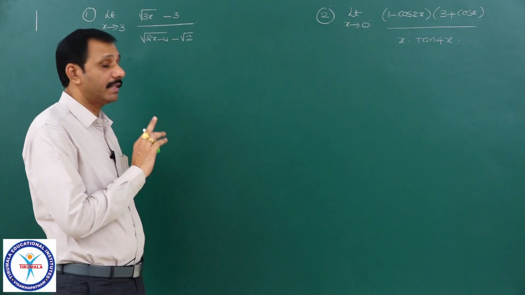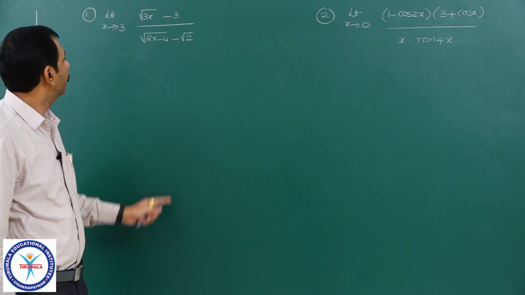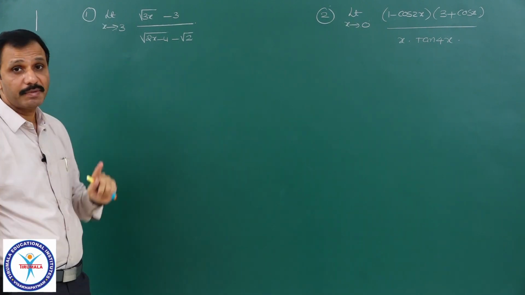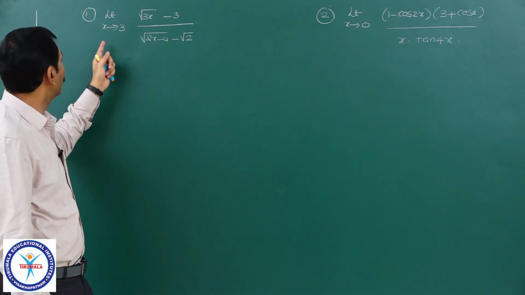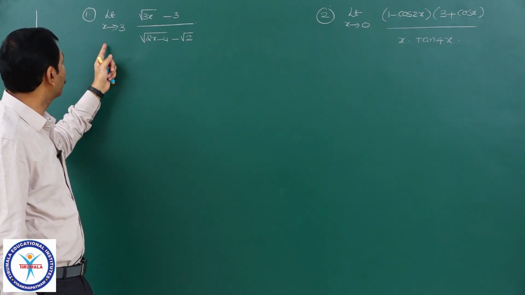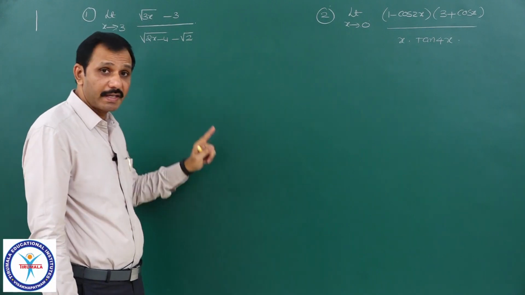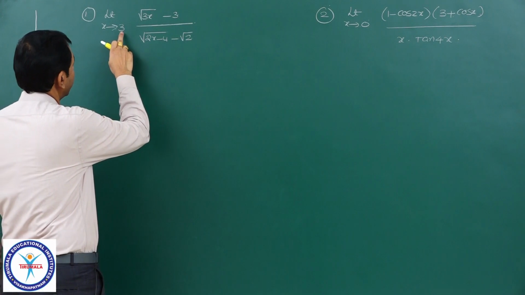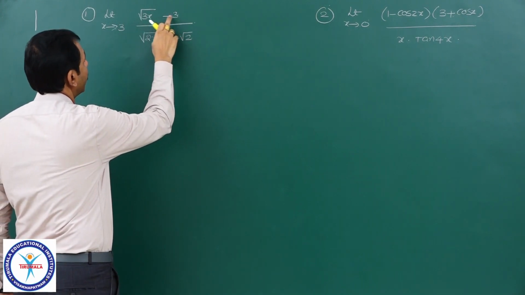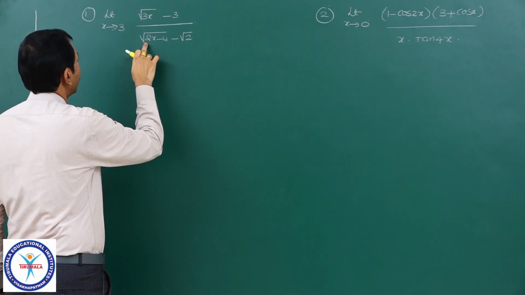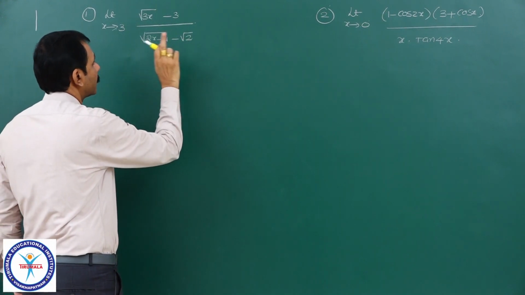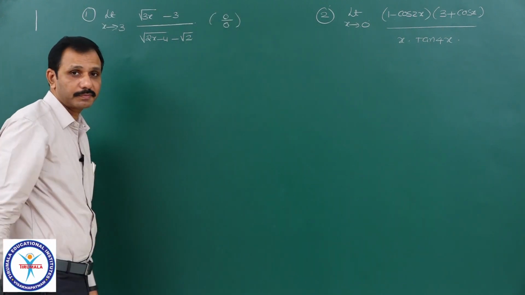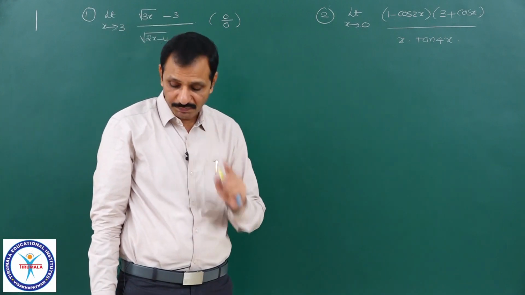First, identify the category. Can we evaluate it directly by substituting the limit? If we substitute, will it take any other form? See here, the moment x tends to 3, the numerator becomes 3 minus 3, which is 0, and the denominator also becomes root 2 minus root 2, which is 0. It is of the form 0 by 0, which is an indeterminate form.